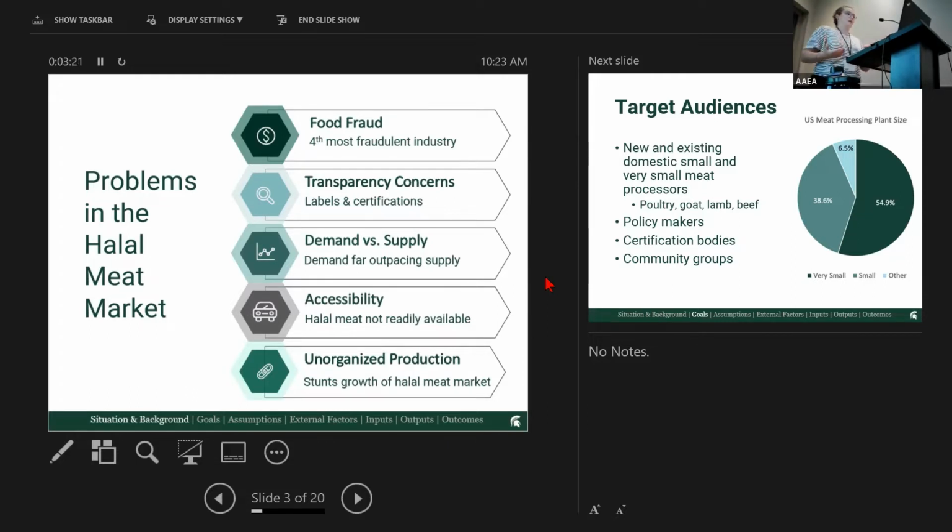So if you don't know anything about Islam, and I didn't before starting this project, I learned a lot. Many Muslims believe that if they do not eat in a halal manner or a pure manner, that their connection to God and their prayers are not heard. So for someone who prays 5 times a day, it's very important for them to have that. So that keeps their demand steady over time. And then finally, next, because we have issues with supply, accessibility is very limited. So halal meat is not readily available in most parts of the United States unless you're already in a metropolitan area or city where populations are higher. And then finally, we have unorganized production concerns, which are going to be stunting the growth of the halal meat market now, currently, and in the future if some of these issues aren't addressed.